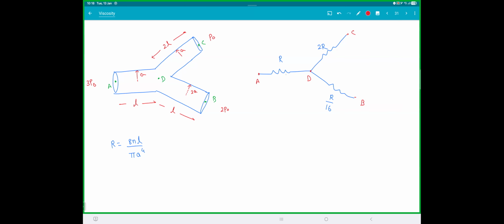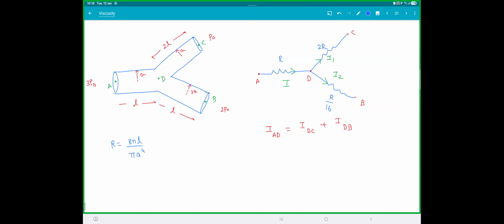Next thing. Let the current from here to here be capital I. Then the current will split here into I1 and I2. So this is simply conservation of charge basically. The current going from A to D must be equal to the current going from D to C plus the current going from D to B. Do you agree with this? Conservation of mass basically. Volume entering must be equal to volume leaving.